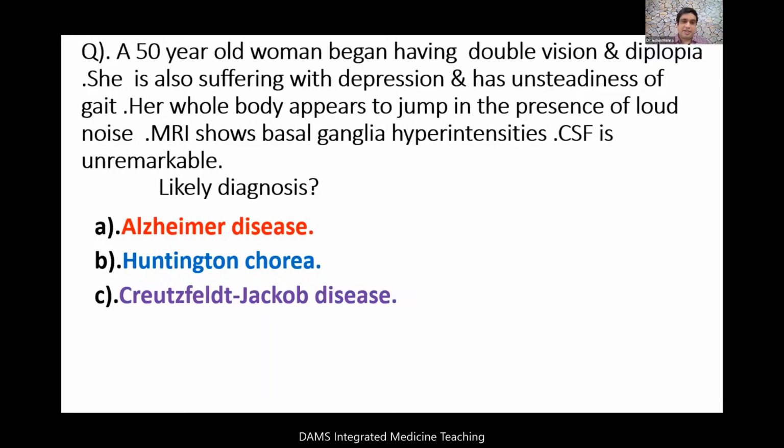Is it a case of Creutzfeldt-Jakob disease, or is it a case of temporal lobe epilepsy? Now, looking at the question again, the person suddenly jumps in presence of a loud noise. I believe someone just bangs the door near you, and you will also start jumping. That is a typical myoclonus that we find. So one thing comes into my mind, that myoclonus in a female patient with hyperintensity in basal ganglia, is it a case of CJD or not?